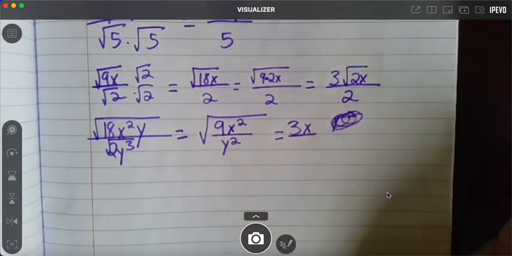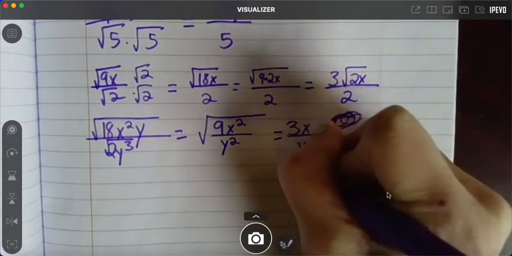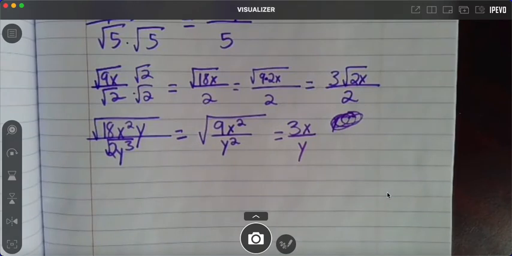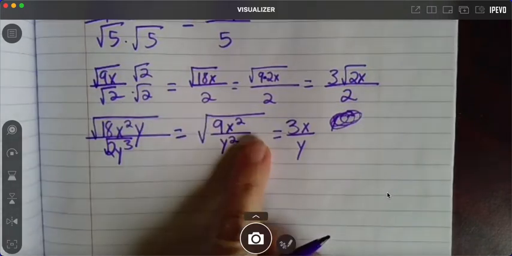And then down here, what's the square root of y squared? Y. So it's just 3x over y. Square root of 9. It looked like a big mess, but I could reduce that. 3, and then you got 3x gives you the square root of that. The x squared. How'd you get x?